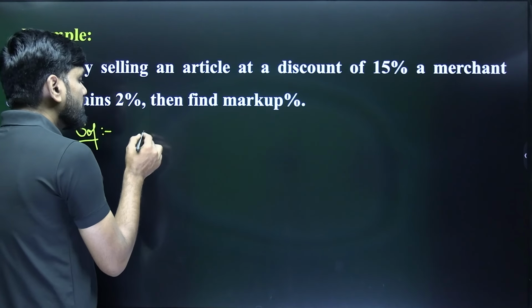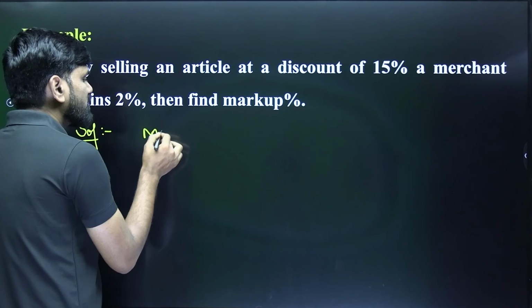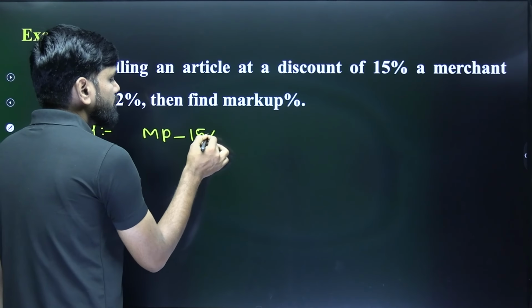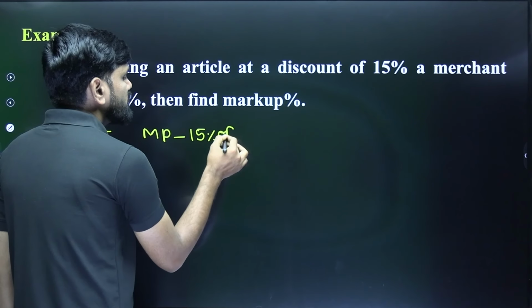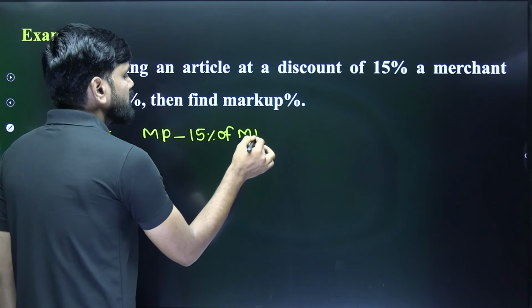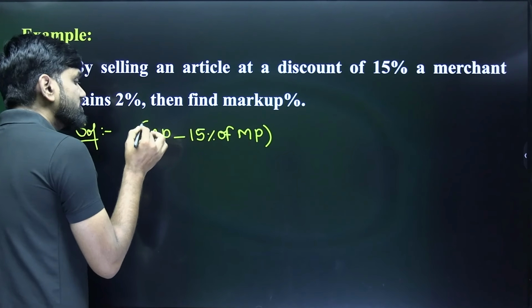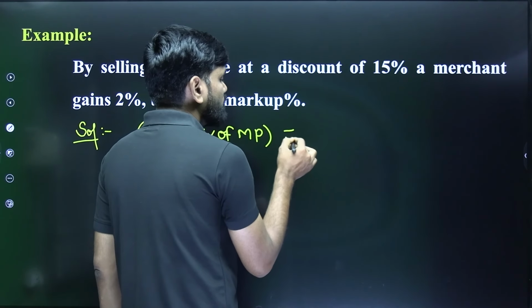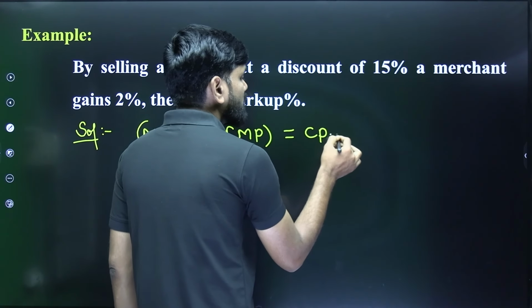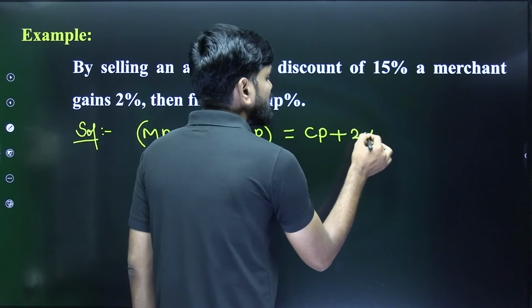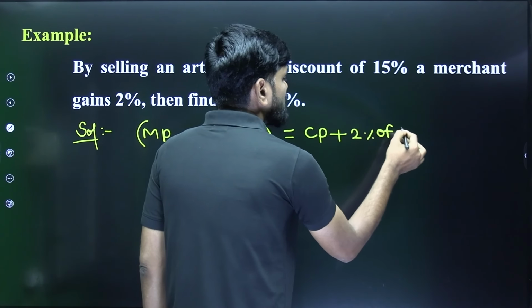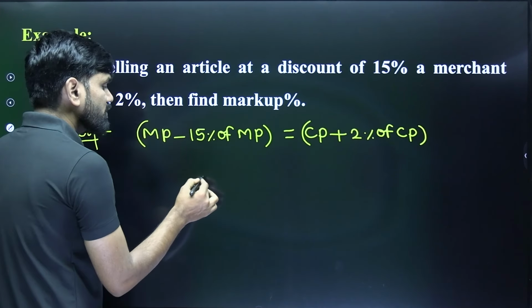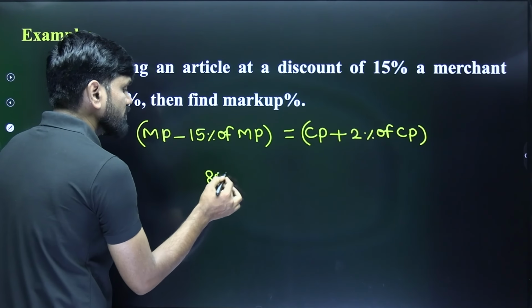Discount is always given on the market price. We know on the market price you apply a discount of 15%. That gives you the selling price. This is corresponding to the selling price. That selling price is equal to what? That selling price is fetching a gain of 2%. So that is equal to cost price plus 2% of cost price. That is giving you how much, dear? 85% of the market price.